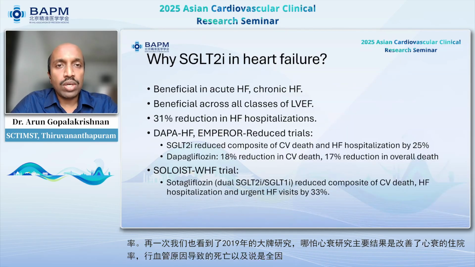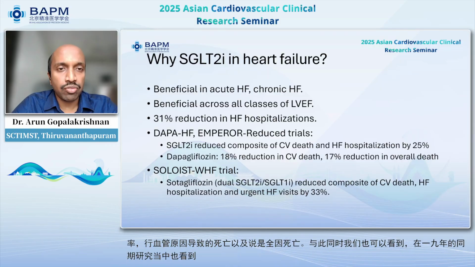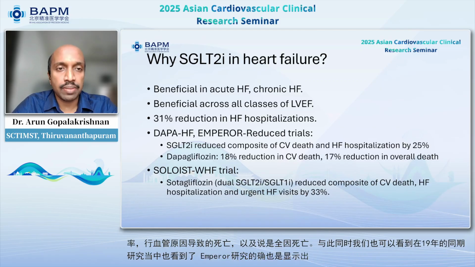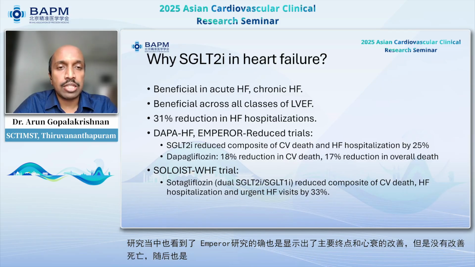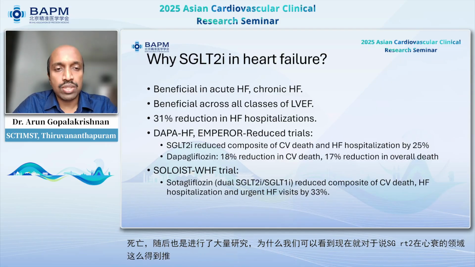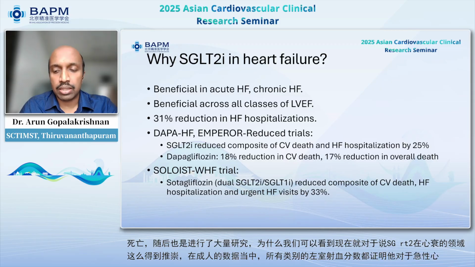So what is the benefit of SGLT2 inhibitors in heart failure? It has been documented to be beneficial in acute heart failure and chronic heart failure across all classes of LV ejection fraction in data from adults. There is a 31% reduction in heart failure hospitalization, based on some of the trials which we discussed. There is also a dual SGLT inhibitor which is being studied. The SOLOIST-WHF trial documented the benefits of sotagliflozin in reducing the composite outcome by 33%.